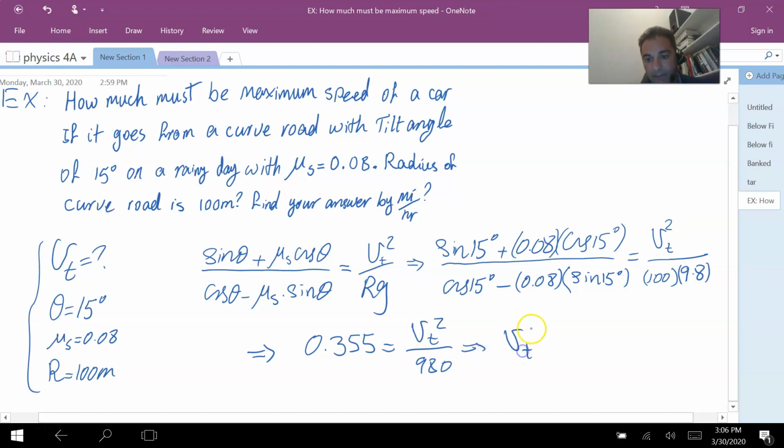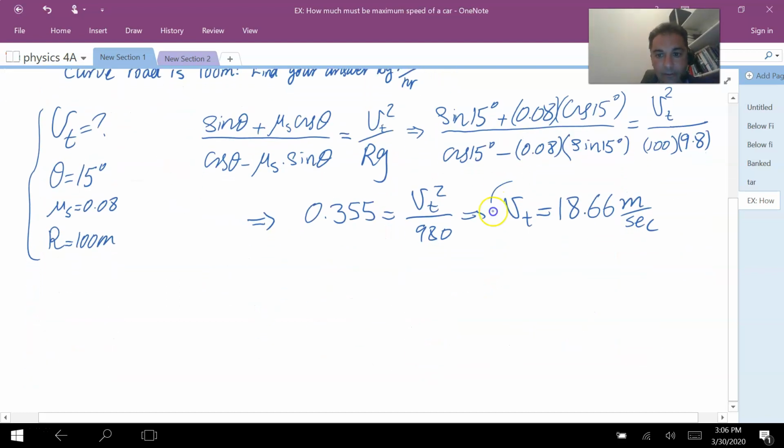Now Vt will be that number times 980, then take the square root of that number. So I got like 18.66 meters per second, correct? This is my answer.